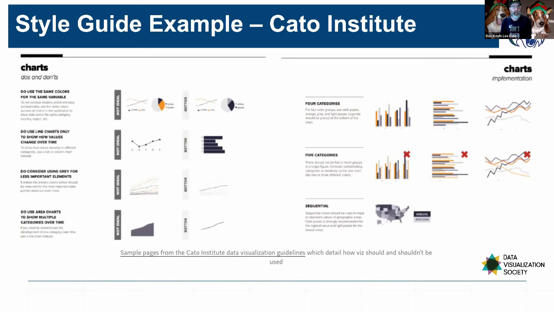So here's the Cato Institute. Who would have thought? Looking at using the colors, looking at line charts, looking at using gray to de-emphasize things so we can zero right into that color you're trying to show me out of 20 colors. Again, don't show me 20 colors, but if you have to, allow me when I mouse over to see, here's the one I want you to see. And everything else falls into the background.